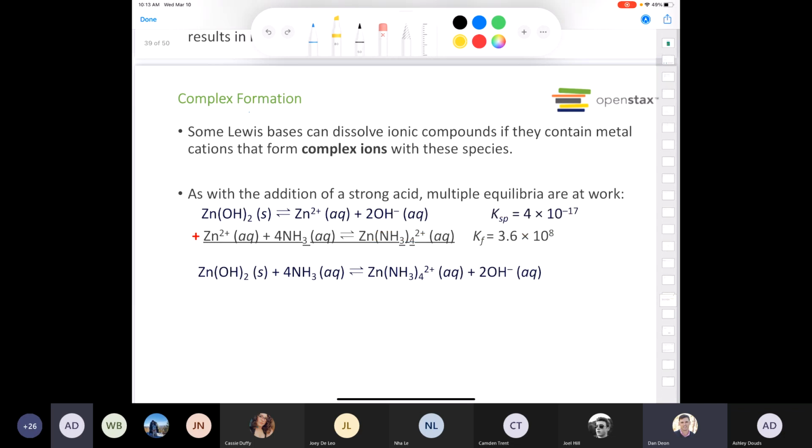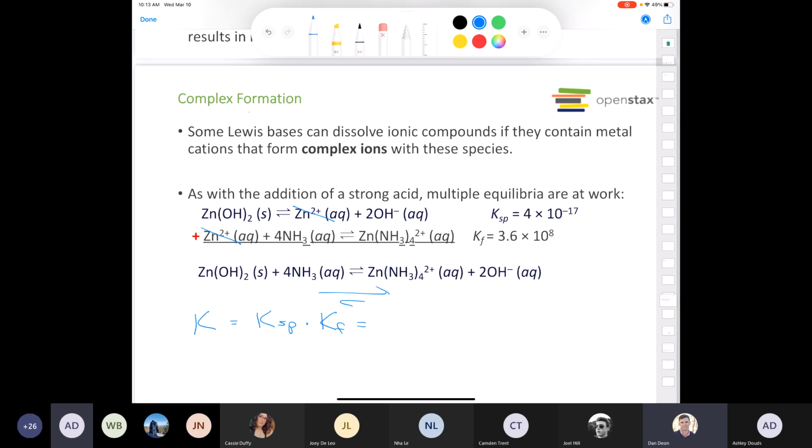Look what happens when you add those two equations together. You cancel out the zinc ions like that. So the net result is this, that when you take the zinc hydroxide and put it in ammonia, you end up dissolving more of the zinc hydroxide, right? The equilibrium is going to lie harder to this side. The new K is going to be equal to the product of the Ksp times the Kf.